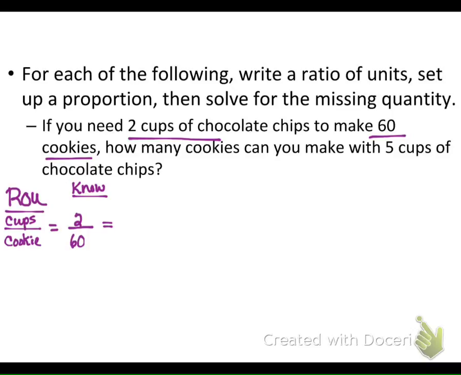Now, the unknown information, what I need to know, is going to be the second part of my proportion. 5 cups. Okay? So what I know in that second part, how many cookies can you make with 5 cups of chocolate chips? They're giving us the units of 5 cups. So where does that number 5 go? Why does it go on top? Yeah, that's what we're talking about, cups. So we're trying to find out what information? Yeah, how many cookies we can make.